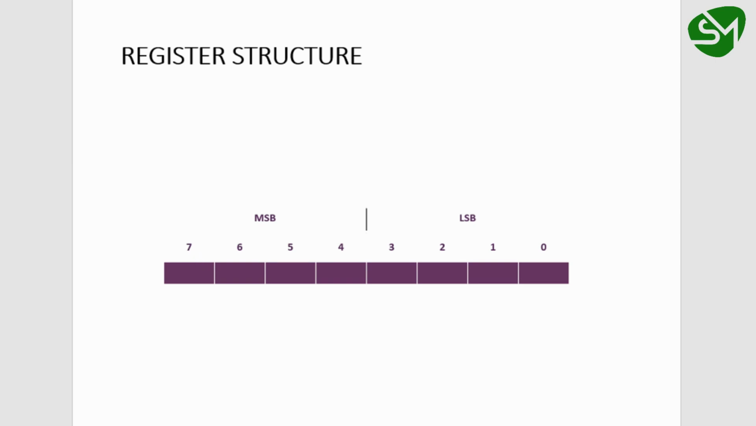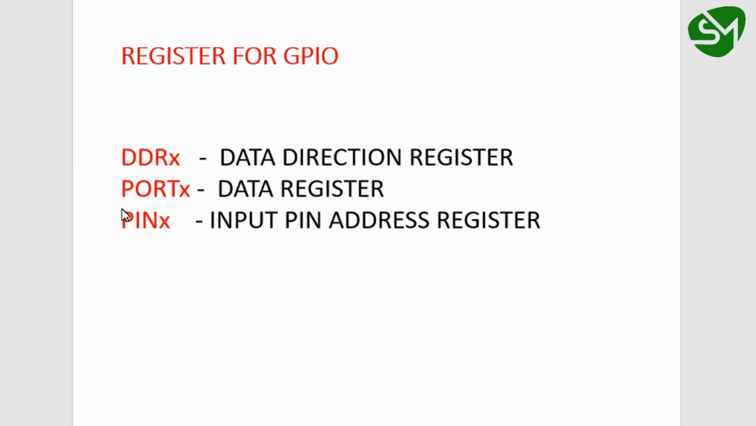And regarding the registers that we are going to use for GPIOs in our microcontroller: DDRX, that is the data direction register, PORTX, that is the data register, and PINX, the input pin address register. So these three are the registers that we are going to use for configuring the GPIO of our ATMEGA16 microcontroller. So we will see each of these registers separately.